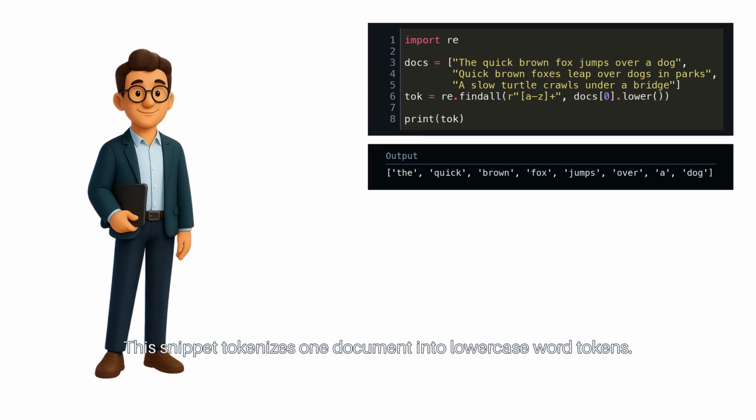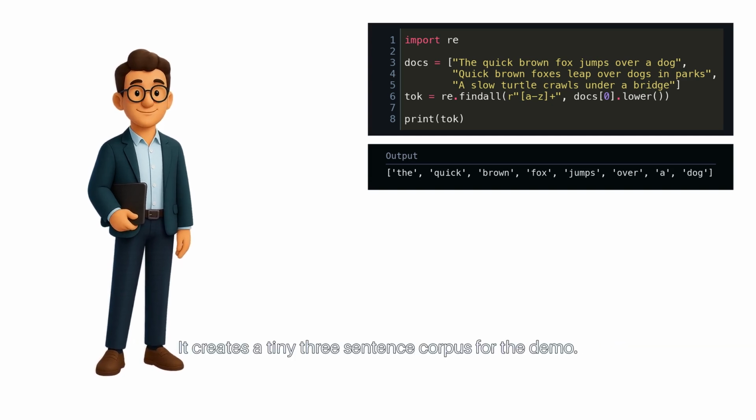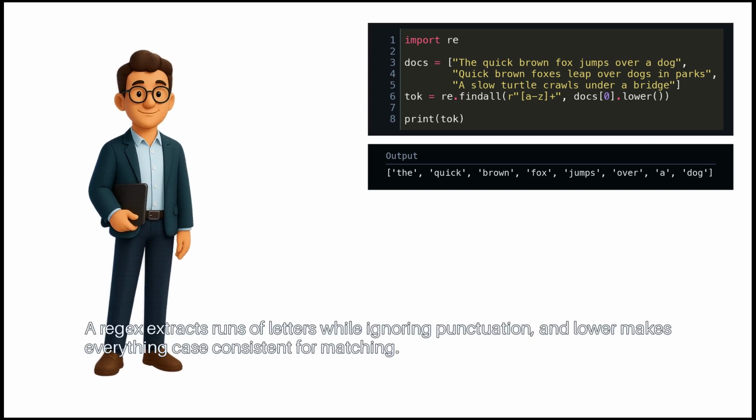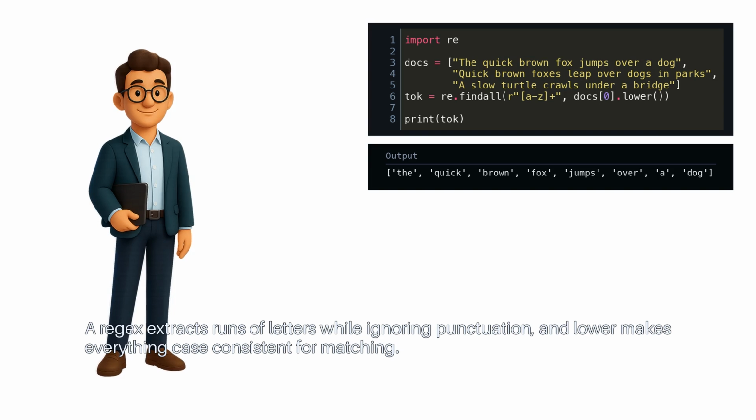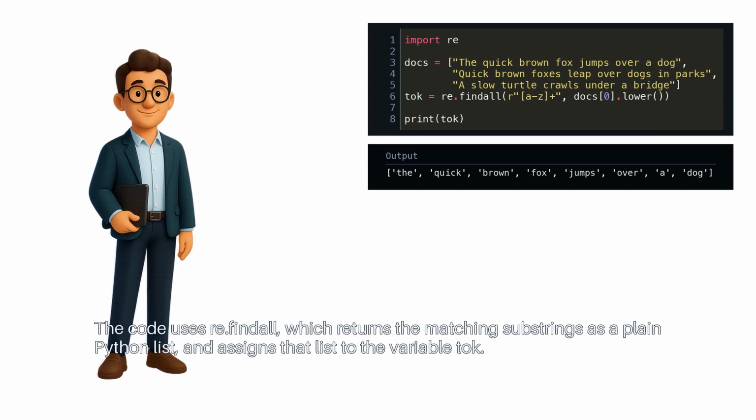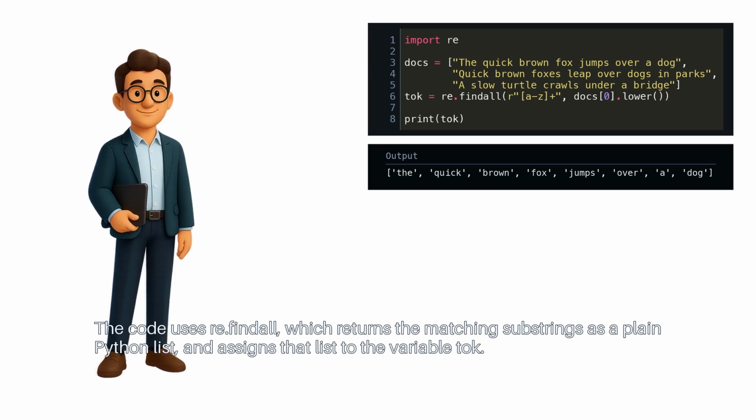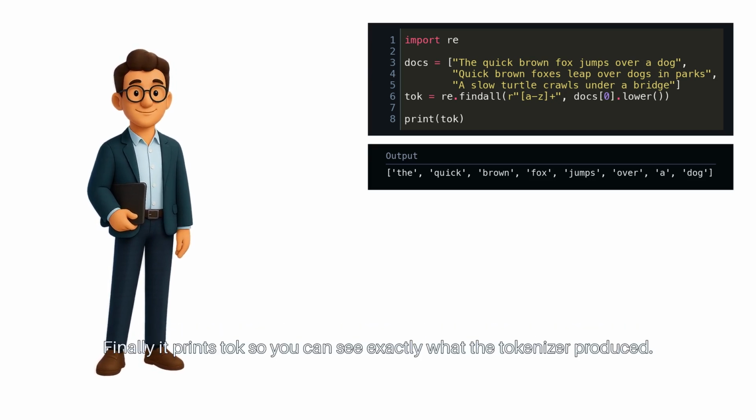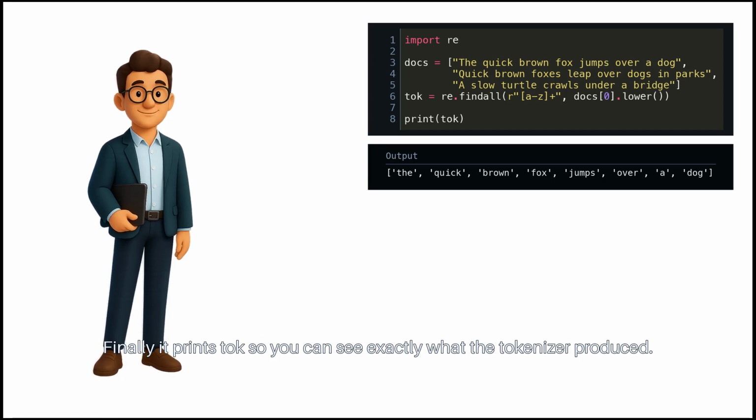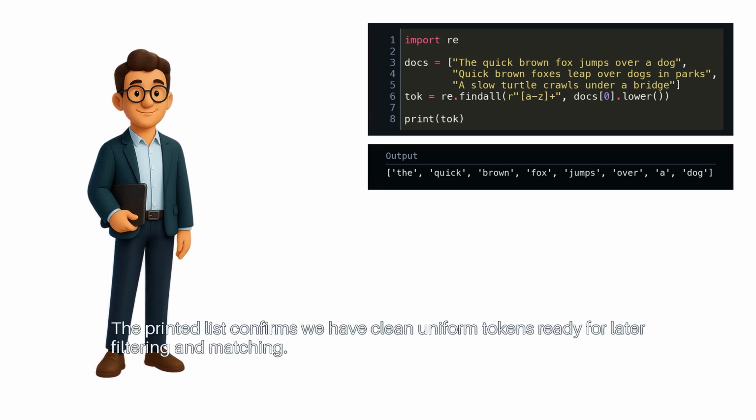This snippet tokenizes one document into lowercase word tokens. It creates a tiny 3-sentence corpus for the demo. A regex extracts runs of letters while ignoring punctuation, and lower makes everything case consistent for matching. The code uses re.findall, which returns the matching substrings as a plain Python list, and assigns that list to the variable tok. Finally, it prints tok, so you can see exactly what the tokenizer produced. The printed list confirms we have clean, uniform tokens ready for later filtering and matching.